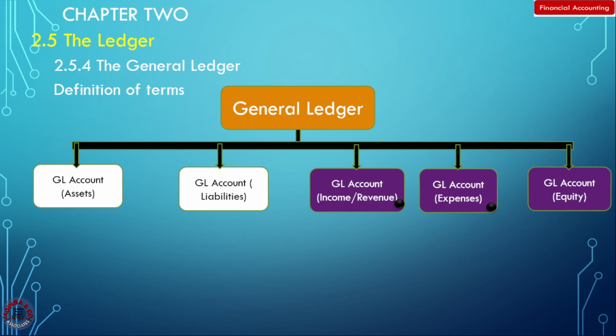So far, we've talked about general ledger accounts. Rather, we've talked about assets. We've also talked about liabilities, and now I want us to talk about revenue, also known as income. Then from there, we'll proceed to expenses, and then we'll move to equity. So when I talk about revenue, what do I mean? When I talk about income, what do we mean?